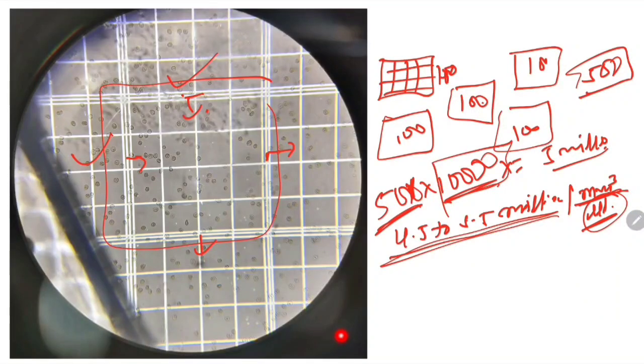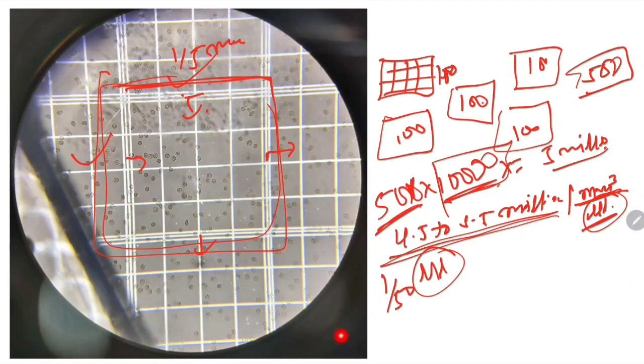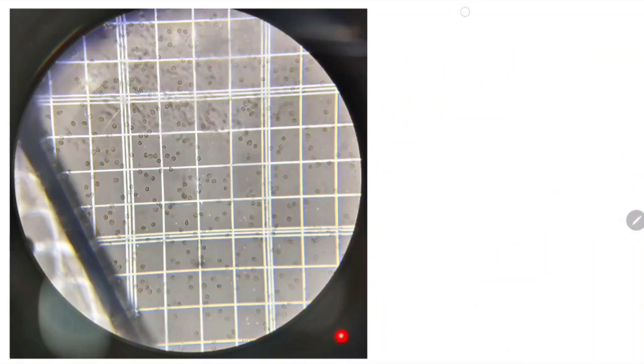Okay, but please remember the volume. So what volume did we get? 1 by 50 microliter. Total counting is done in 1 by 50 microliter of blood, not whole blood, because we are going to count this type of area. So this area has 1 by 5 millimeter length and 1 by 5 millimeter height. So again I am counting this area. This area is 1 by 5 millimeter, and this area is also 1 by 5 millimeter. So length into height is 1 by 10.